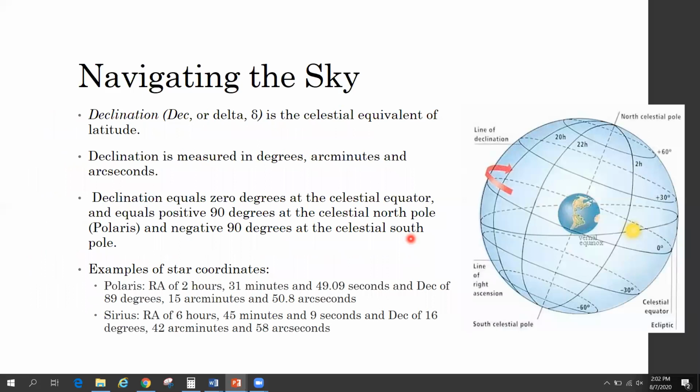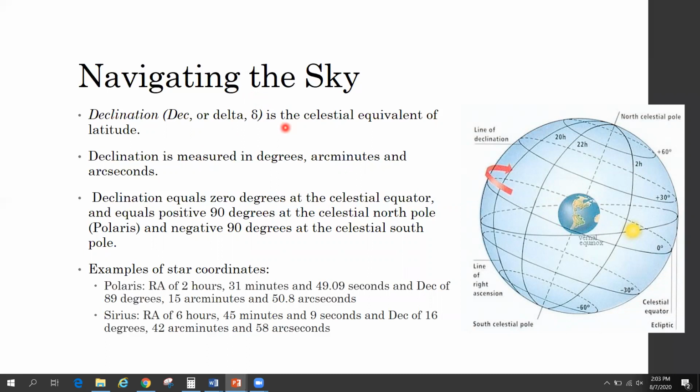All right, the other measurement we use for navigating the night sky is declination. Again, that can be abbreviated as DEC. That does not mean December in this case, although it does look like it. We also can use the Greek letter delta. Again, this is the lowercase version of delta. It looks kind of like a lowercase d, but also kind of different. So that's what it appears like, just in case you do see it.